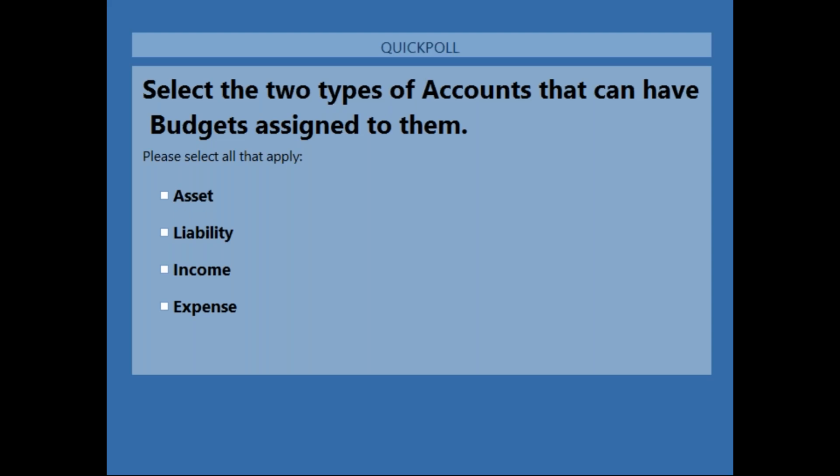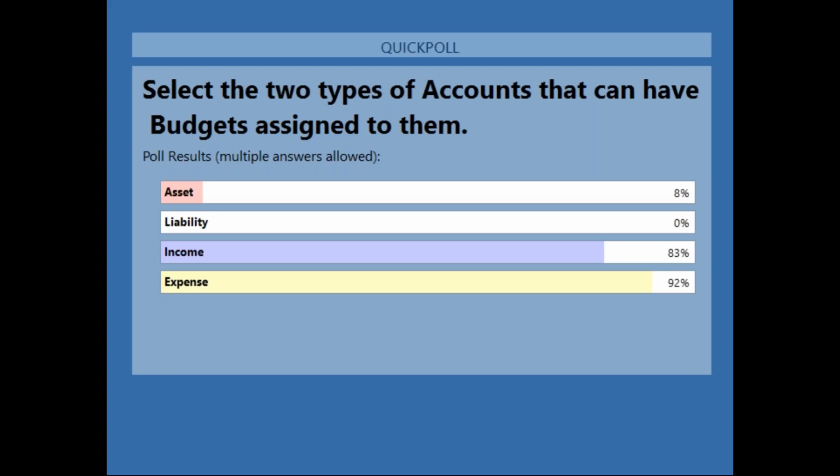Okay, I'm going to go ahead and close the poll and share the results. Anytime we do one of the polls that has multiple selections, the percentages are a little squirrely. We have 183% of the people voted here, but you have to select 2, so it throws it off a little bit. But 8% said asset, 83% said income, and 92% said expense. So we were pretty close there.